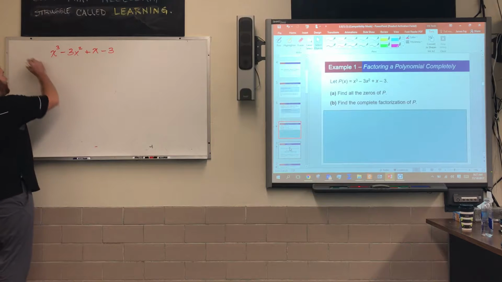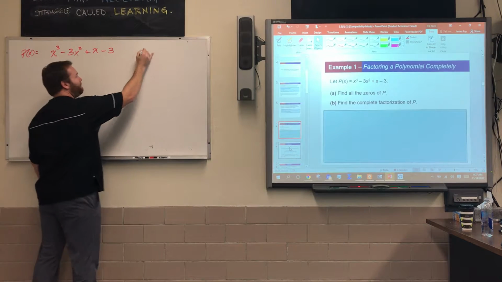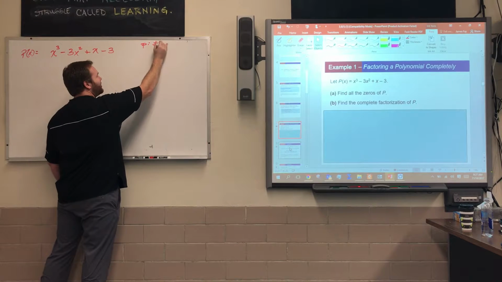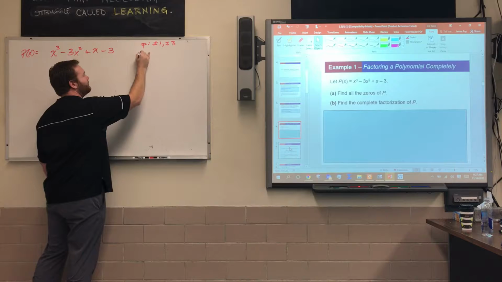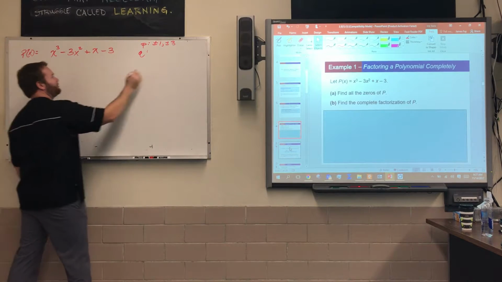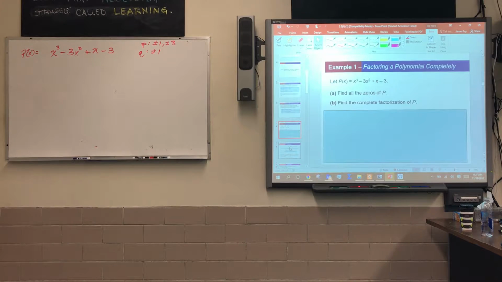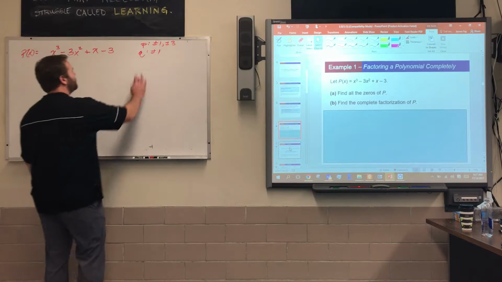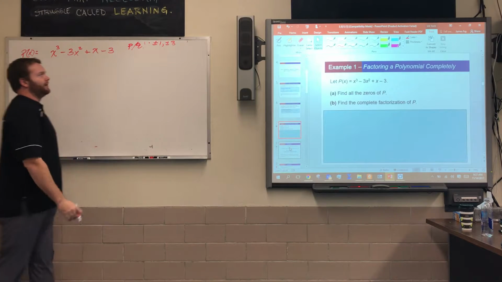If that's my function, p of x, remember my p values are plus or minus 1 and plus or minus 3. They're the factors of negative 3. My q values are, again, plus or minus 1. So if I start dividing those, p over q, the only thing I get is plus or minus 1 and plus or minus 3, right? So those are my p over q values.